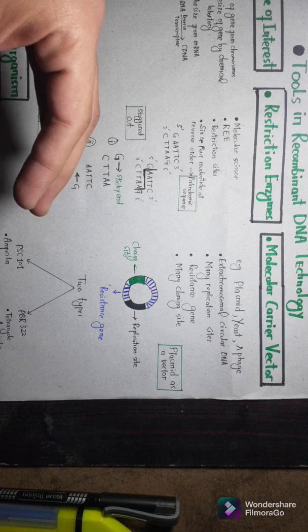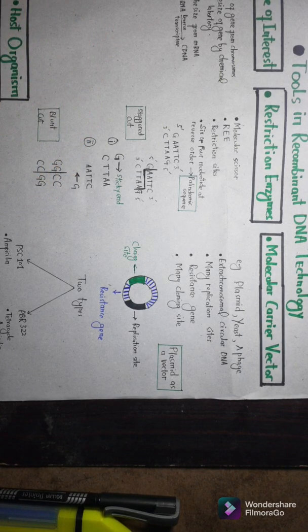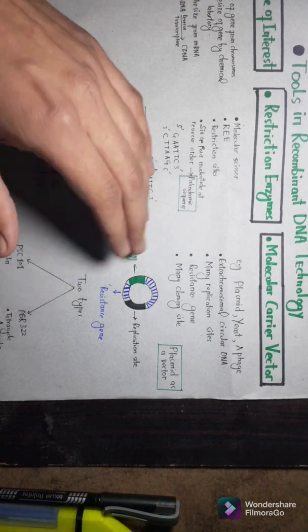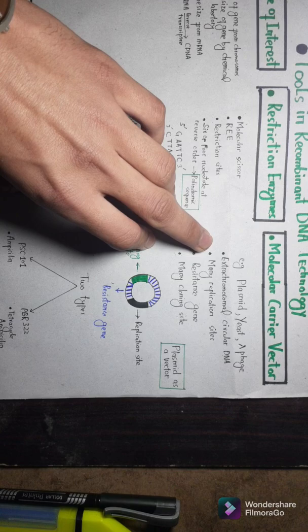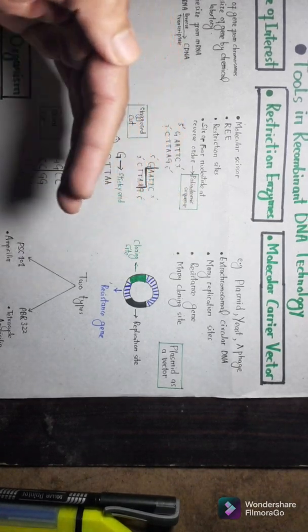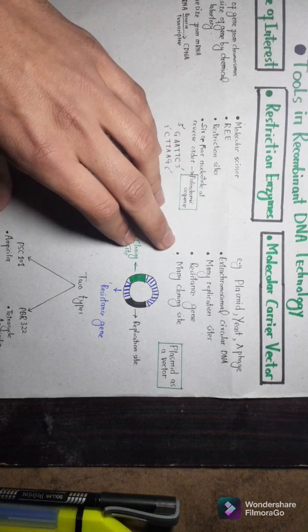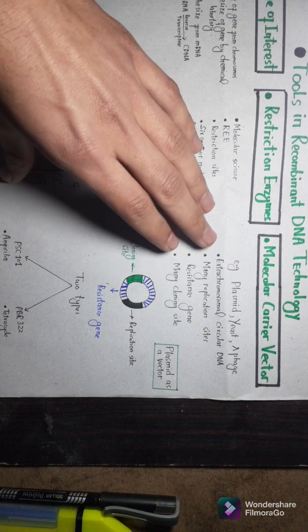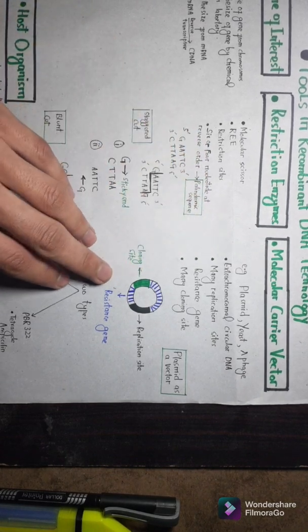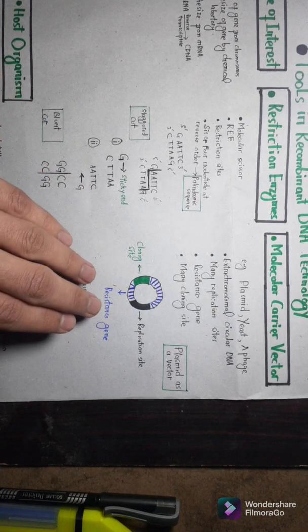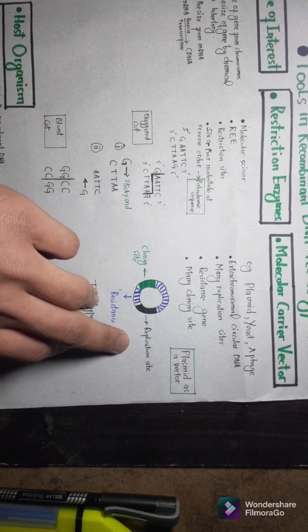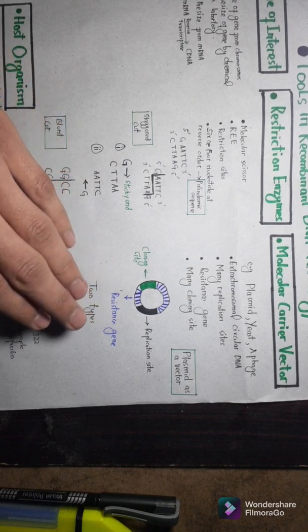Here the question arises: why are plasmids used as a vector in recombinant DNA technology? The answer is that plasmids have a replication site, a resistance gene, and many cloning sites. That's why plasmids are used as a vector, due to their specific characteristics. Like here we have a plasmid shown in the picture. There is a cloning site, a replication site, and the resistance gene.